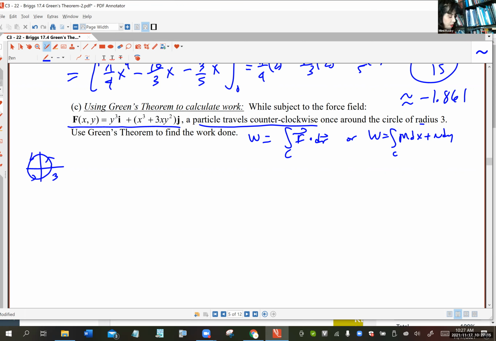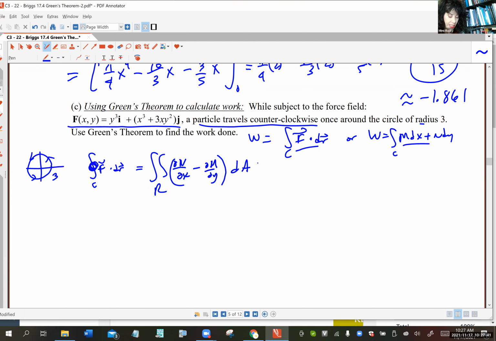Going around counterclockwise, fine. So what do we know? That work, even though it might be one of these line integrals, we're not going to do the line integral, because we know that this line integral, if it's closed, that's where you put a circle on top of the integral symbol, means closed curve. That's the same as a double integral over the region where dN/dx minus dM/dy is the integrand. That's what Green says. Yay, Green's.